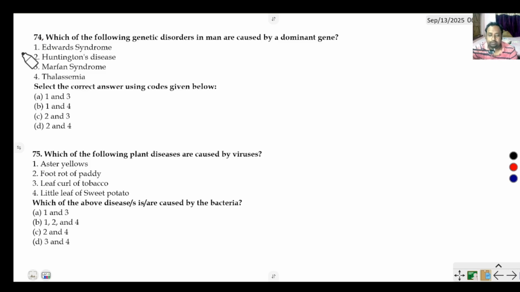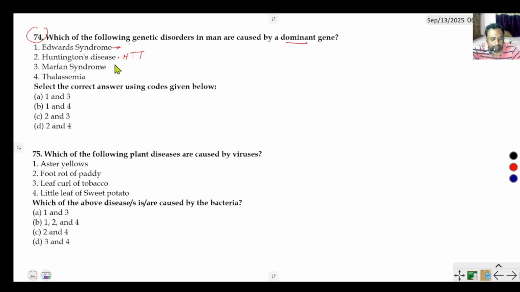Question number 74 says, which of the following genetic disorders in man are caused by a dominant gene? Edwards syndrome is a duplication of chromosome number 18. Huntington disease is caused by mutation of a single gene, HTT. Mutation of the HTT gene is responsible for Huntington disease.